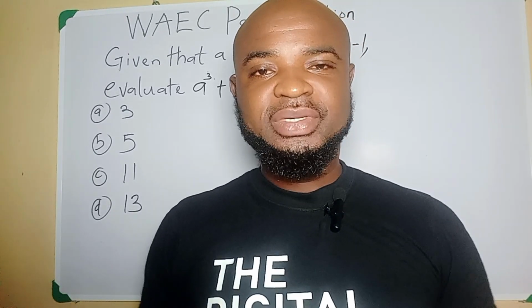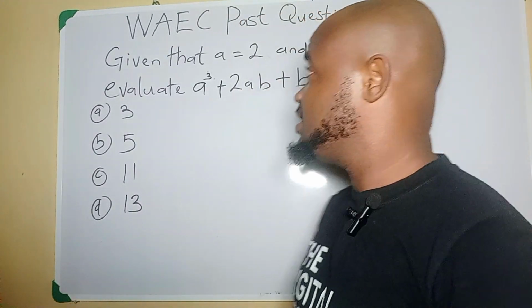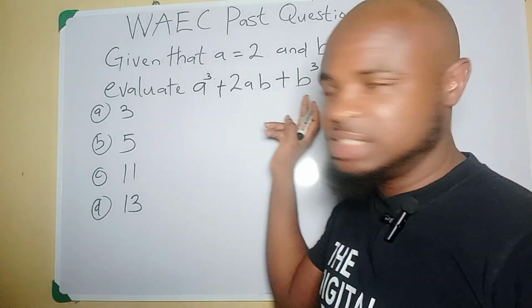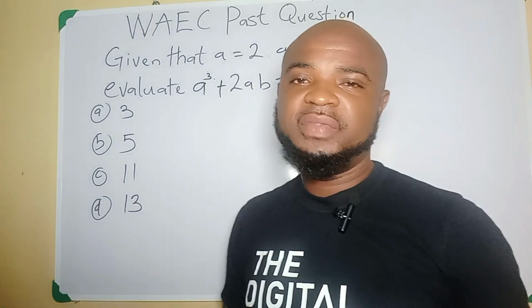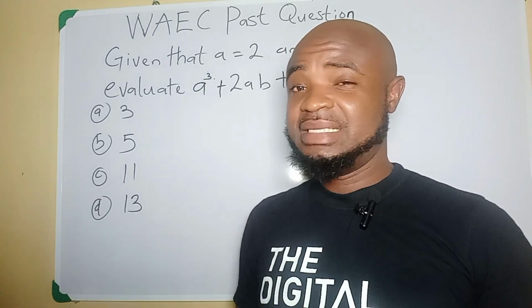Welcome to class. In today's class, we're going to solve one of the WAEC past questions. And the question is, given that a equals 2 and b equals minus 1, evaluate a raised to the power 3 plus 2ab plus b raised to the power 3. As simple as this question appears, a lot of students might still fail it.